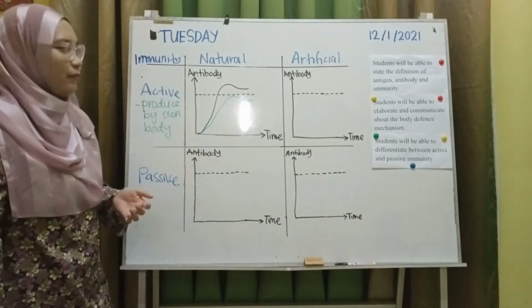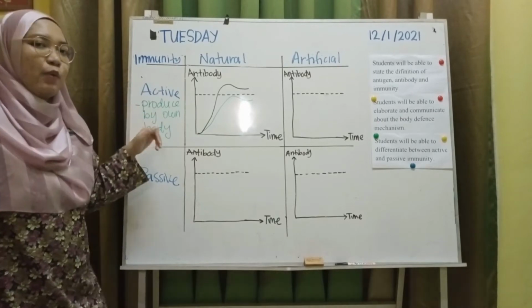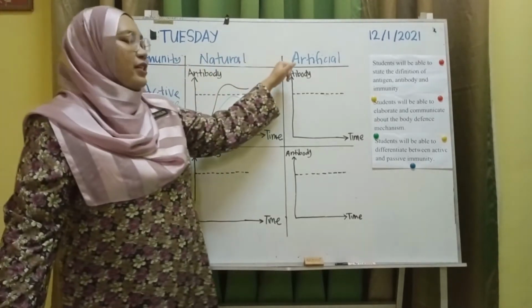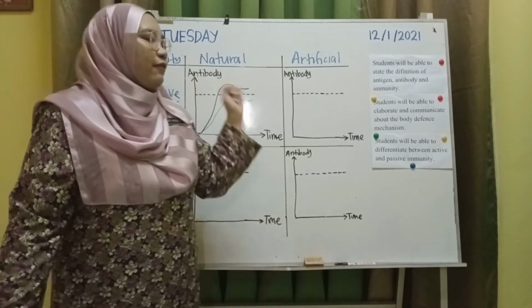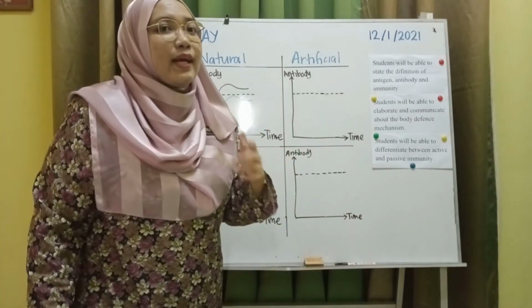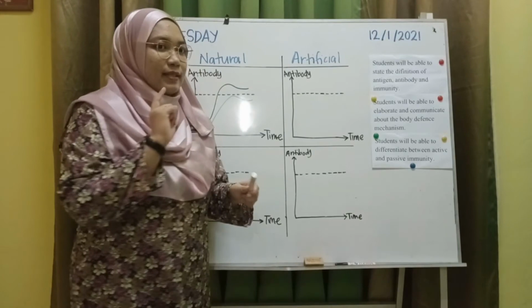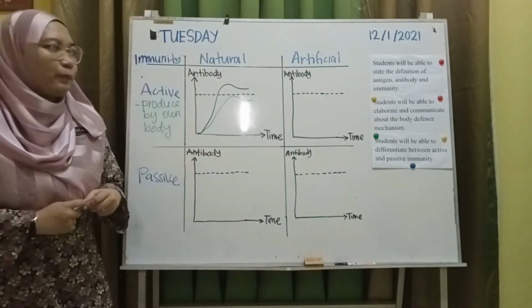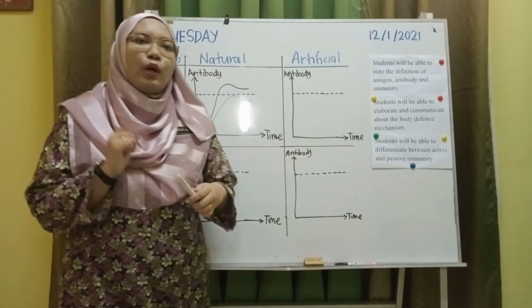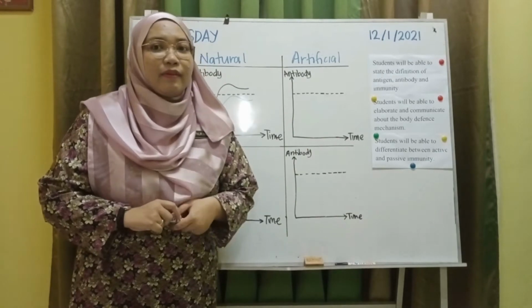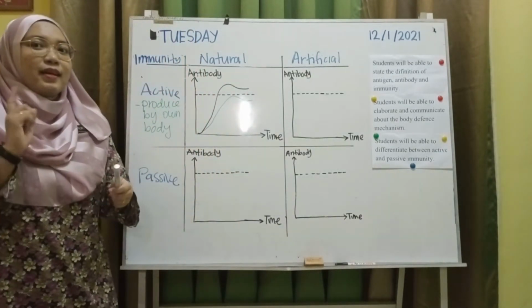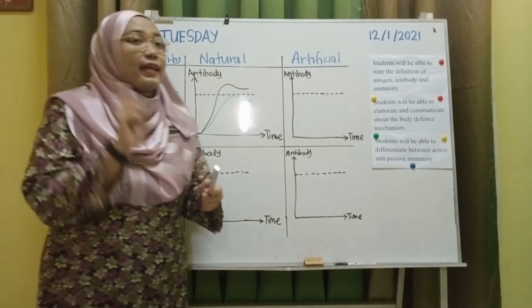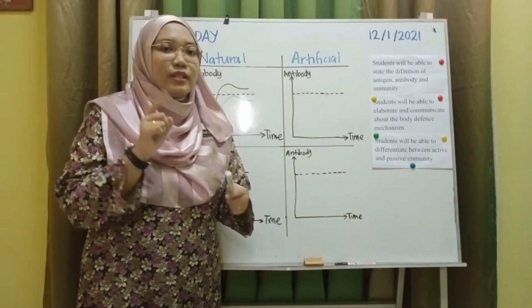I see, teacher. Okay, so the second one is active artificial immunity. Active artificial immunity is when we are injected with vaccines. Okay, so do you have your HPV shot? Yes, teacher, we already got two injections. Yes. The second injection is called a booster injection.